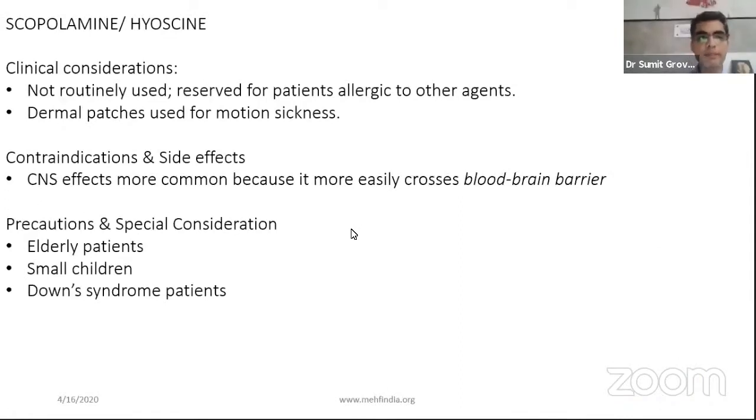Scopolamine or hyoscine. This is not routinely used and not commercially available for ocular application, although dermal patches are used for motion sickness. It is contraindicated in young children because it easily crosses the blood-brain barrier and causes CNS effects, convulsions. We should take precautions and special consideration in elderly patients, Down syndrome, and young children, although it's not relevant because it's not commercially available.